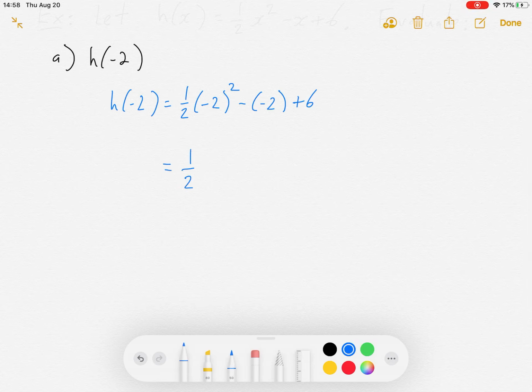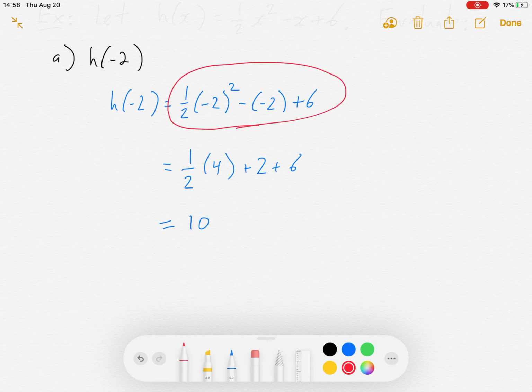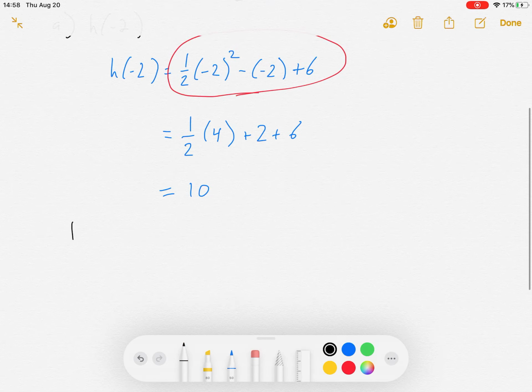So we'll follow PEMDAS. -2 squared is actually 4, so 1/2 times 4. Minus -2 turns into +2, and then +6. And so if you do all that, you should get 2 + 2 + 6, so you should end up with 10. Alternatively, you could have just plugged all of that into some sort of calculator, and it should spit out the number 10. Hopefully I'm correct. Okay. So not so bad. Hopefully that was just kind of a review from the previous video.